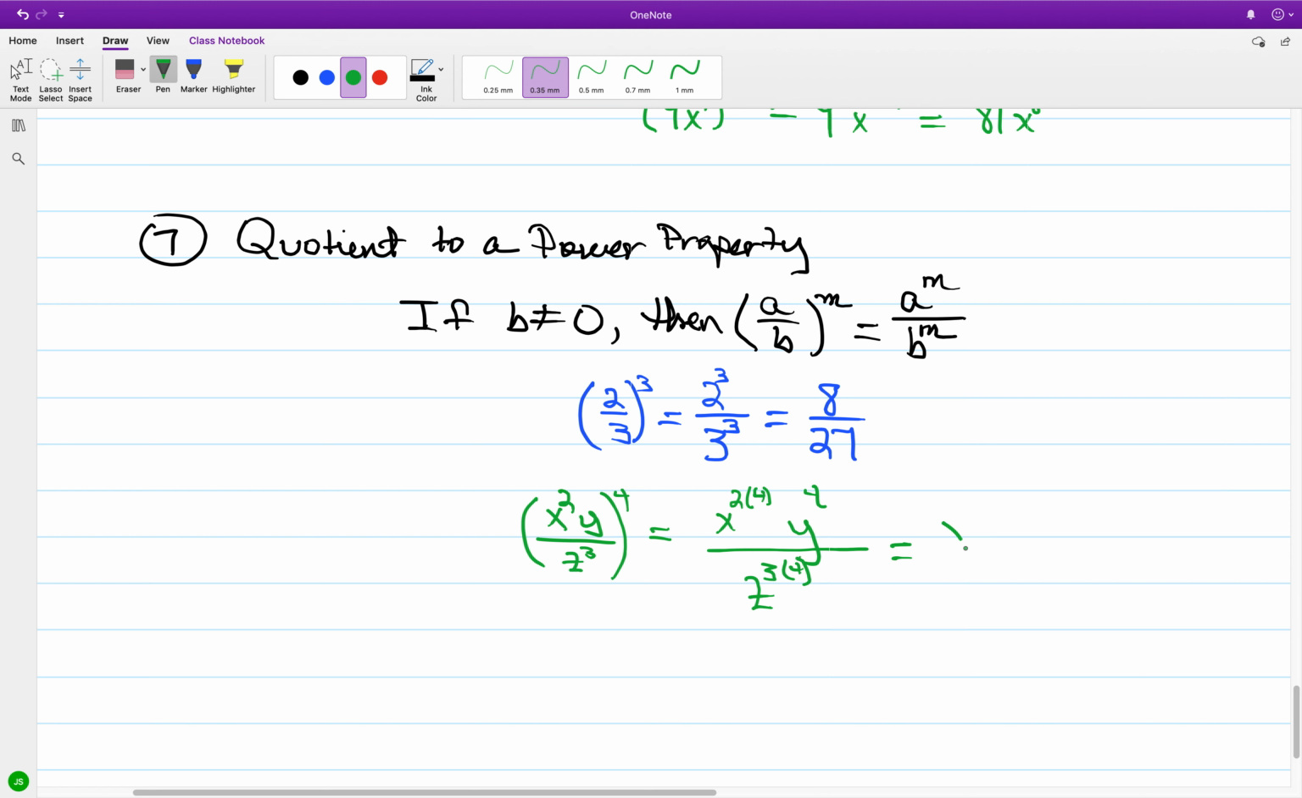X to the 2 times 4, this will be x to the 8th. Y is already to the 4th. And for z to the 3 times 4, okay, that is z to the 12th. And we have, for our remaining exponential property, okay, what's going to be regarded as the reciprocal to a power property.